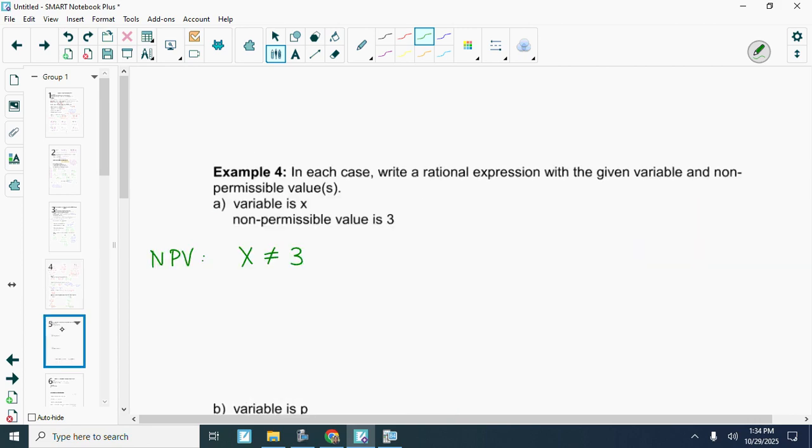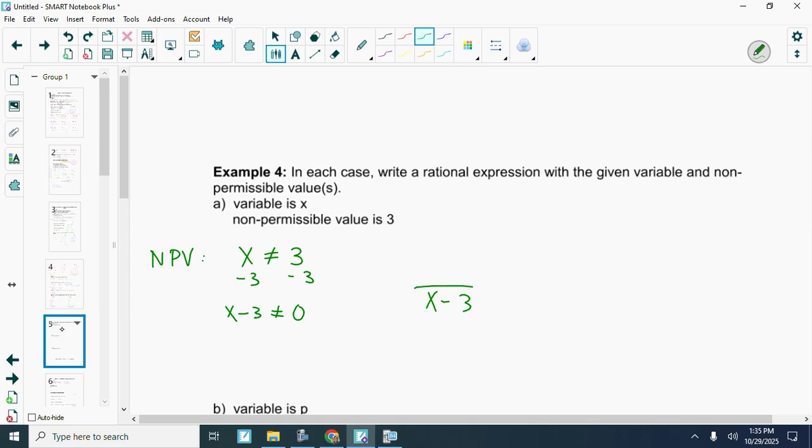Okay, so in order to do that, we want to see the expression equal 0. Right now we have a positive 3, so if we subtract 3 from both sides, 3 subtract 3 is 0. So we have x minus 3 cannot equal 0. Okay, so we're looking for our cannot equal 0. Now we know if it has a non-permissible value, it just means that this expression is on the bottom. So this right here is on the bottom.